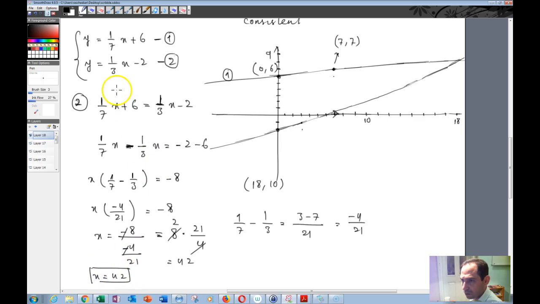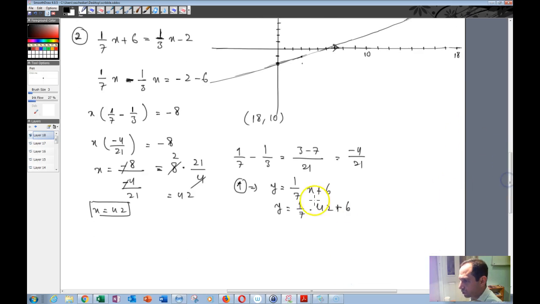Now if x is equal to 42, then you can take any of these equations over here. For example, you can take 1, for example, and write y is equal to 1/7 x plus 6, and then you know that your x is equal to 42, so y is equal to 1/7 times 42 plus 6, and that's equal to 6 plus 6 is equal to 12. So y is equal to 12. That means that the mother's current age is 42, and the daughter's current age is 12.